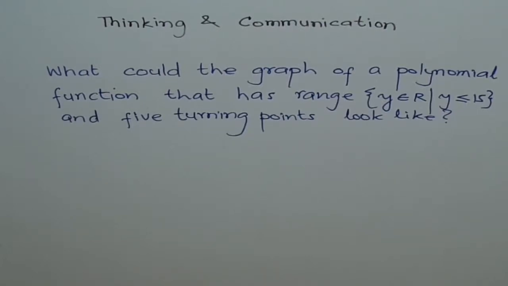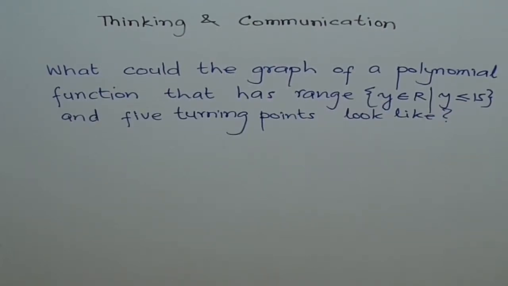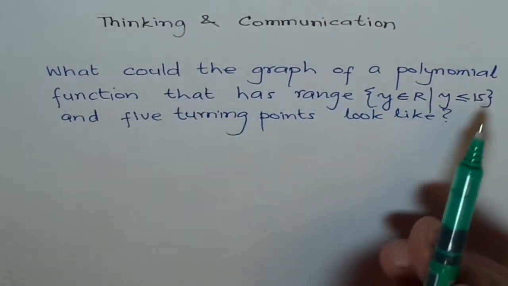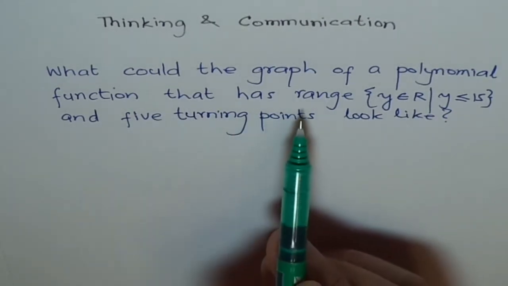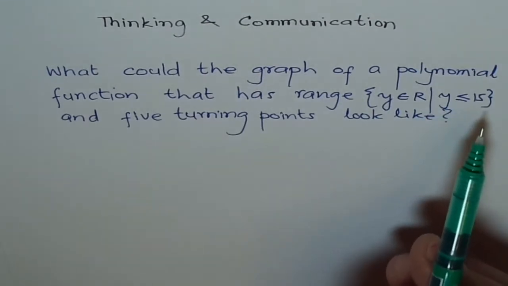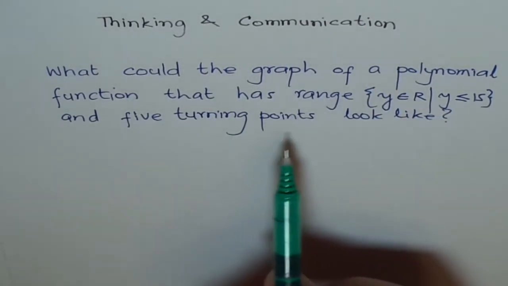Hi, it's time to do some thinking and communication problems on polynomials. Here's one. What could the graph of a polynomial function that has range y belongs to real numbers such that y is less than or equal to 15 and 5 turning points look like?